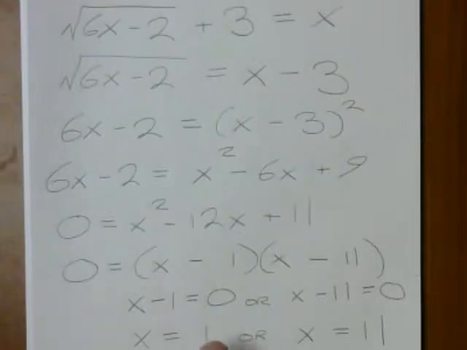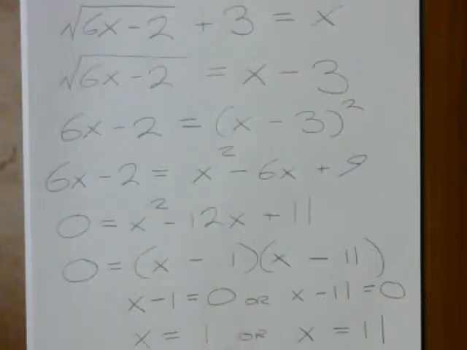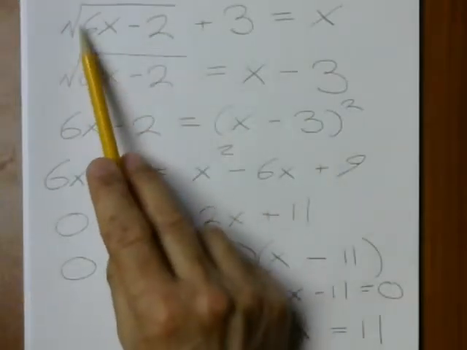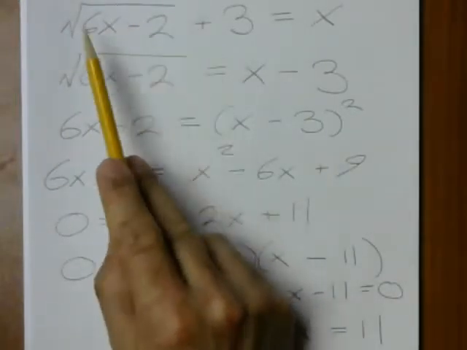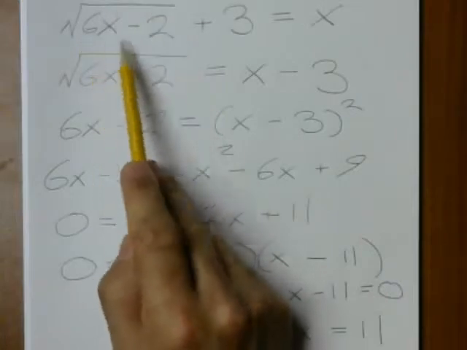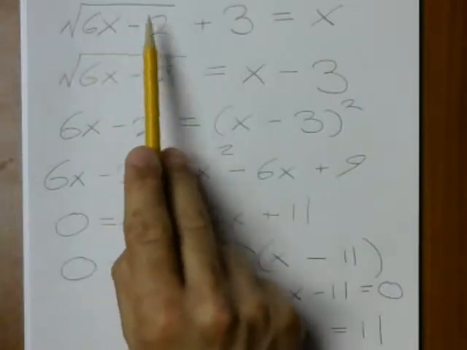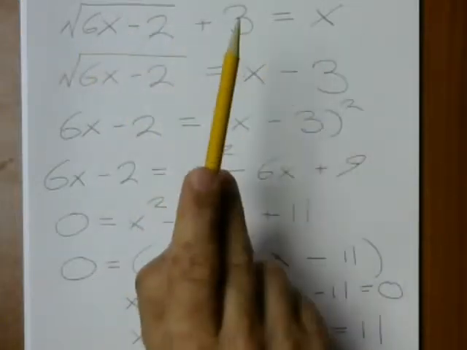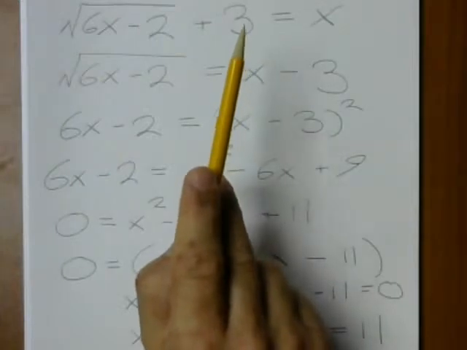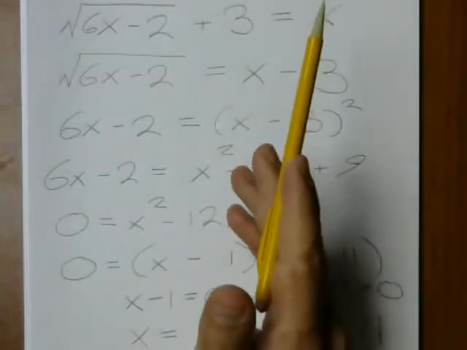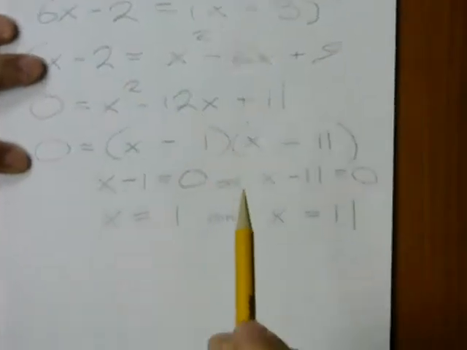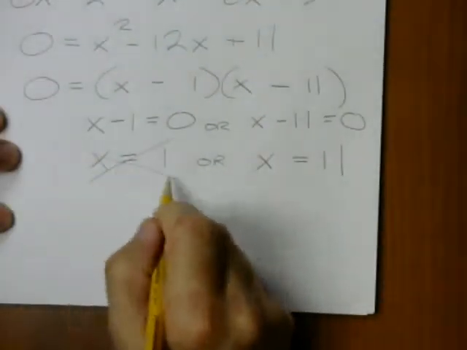What happens if we plug in 1? Well, if we plug in 1, I'm going to get the square root of 4, because 6 minus 2 is 4. So I'm going to get 2 plus 3 equals 1. Is it true that 2 plus 3 equals 1? No. So I'm going to get rid of this.